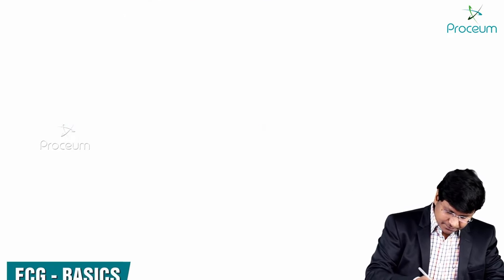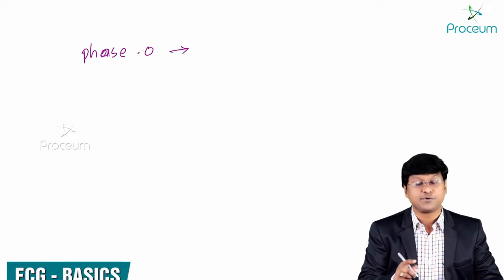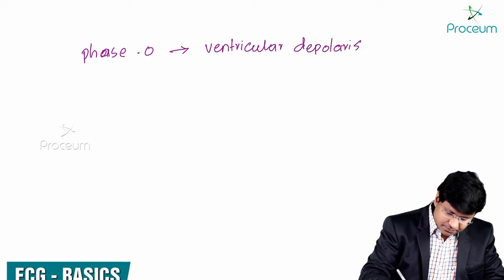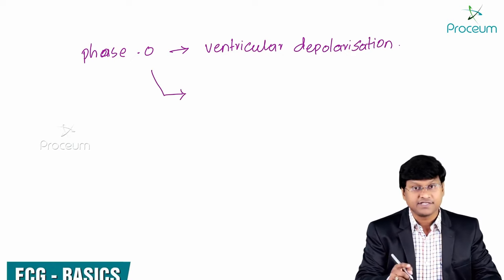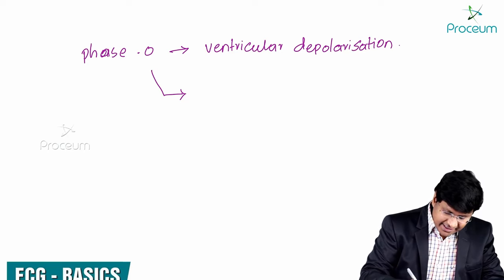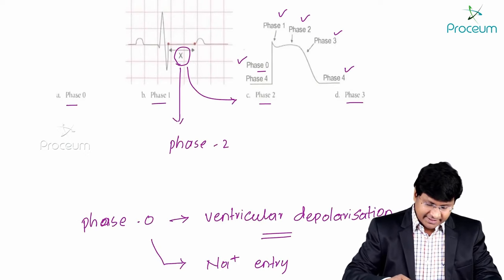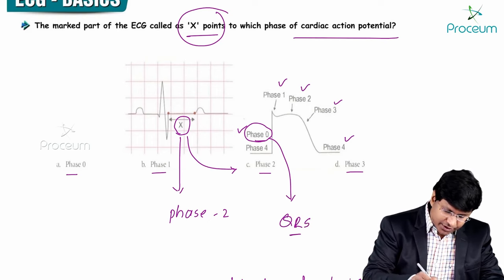Now, take phase 0. Phase 0 corresponds to ventricular depolarization. And remember, this phase 0 is during which there is entry of sodium into the cells. Because of the entry of sodium into the cells, there will be activation of the ventricle, where there will be ventricular depolarization. So your phase 0 will correspond to the QRS complex.